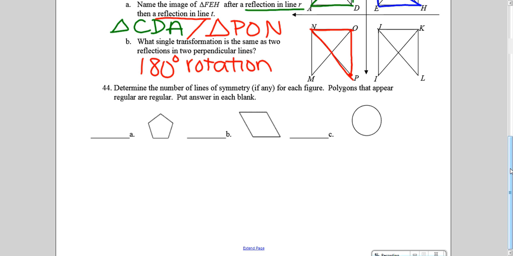Determine the number of lines of symmetry, if any, for each figure. Polygons that appear to be regular are regular. Well, letter A appears to be regular. And let's see, I can drop one there, I can drop one there, I could go there, I could go there, and I could go there. Remember, if we're a regular figure, our number of lines of symmetry will equal our number of sides. So A has 5. In B, we're not quite regular because our angles aren't all the same. So we only have 1, 2. Circle, we have infinitely many lines. Anywhere you can draw a diameter in.